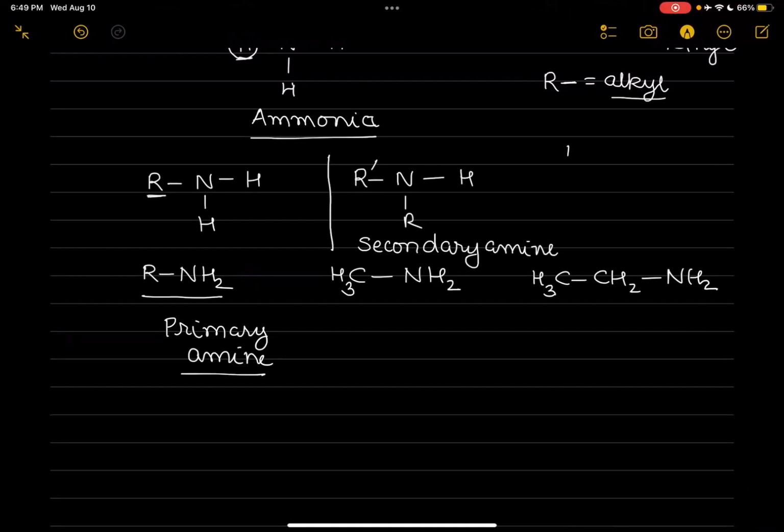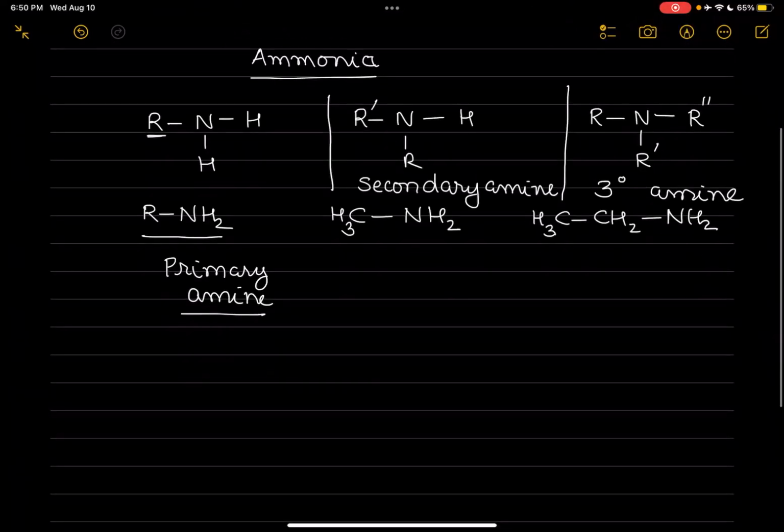Similarly, you can have tertiary amine also. Tertiary amine can have three alkyl groups directly connected to nitrogen. Those three alkyl groups can either be the same or different, just like methyl, ethyl, propyl. Very simple. Or I can represent them as R, R dash or R double dash. Okay, this is tertiary amine. Instead of writing the complete word tertiary, you can write 3-degree amine also.